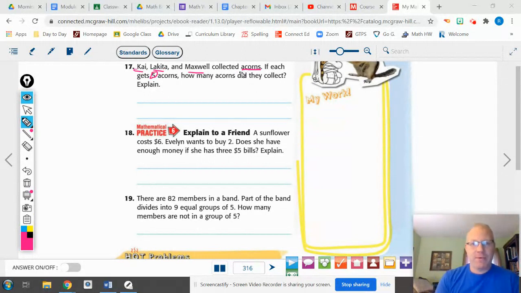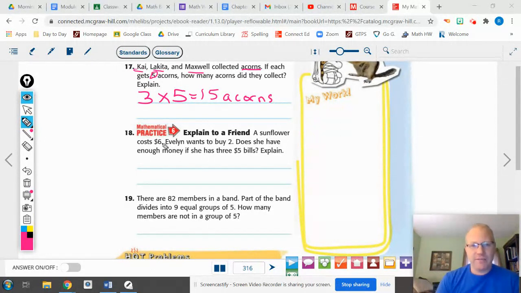So we have 3 people. They're collecting acorns and they each collect 5. So you have 3 people each collect acorns. They each get 5. 3 times 5 equals 15 acorns. Hopefully you figured that one out. If not, hopefully my description helped.